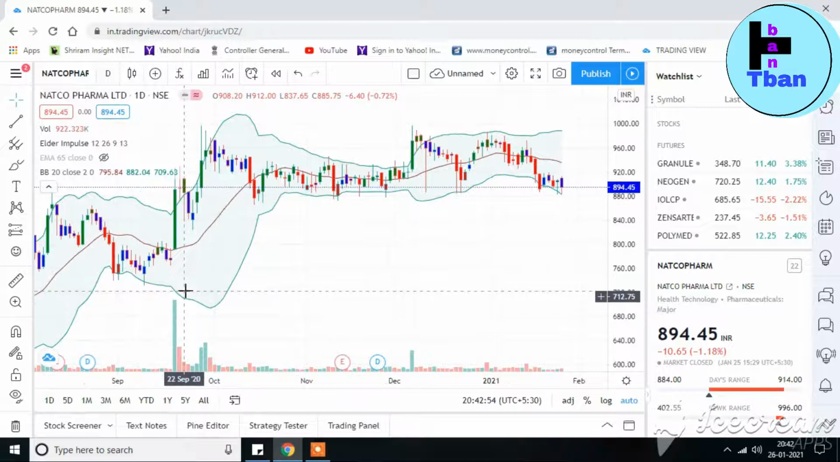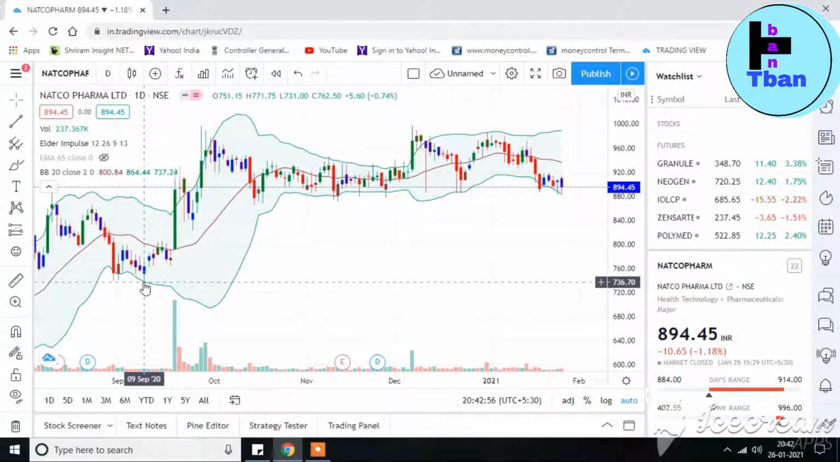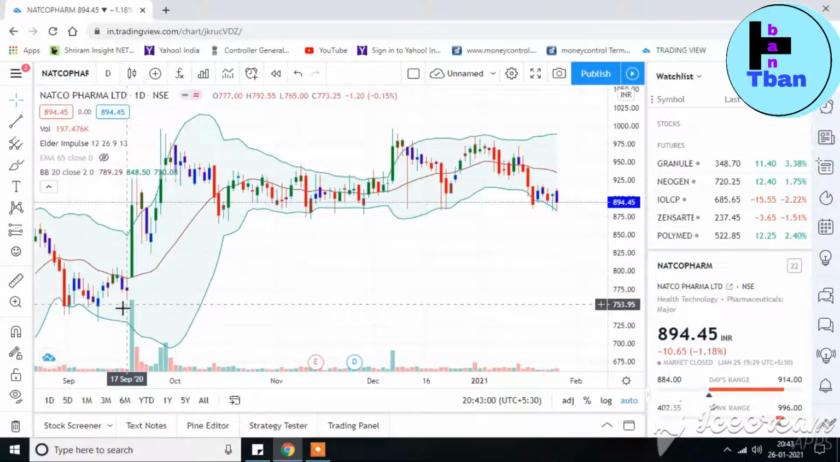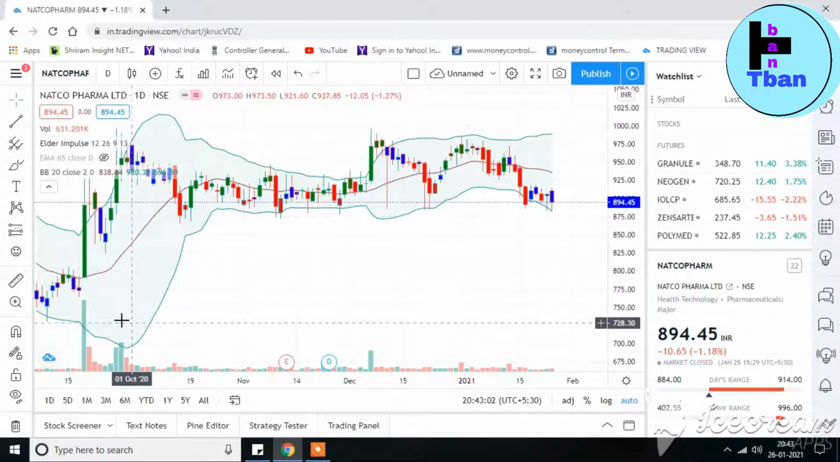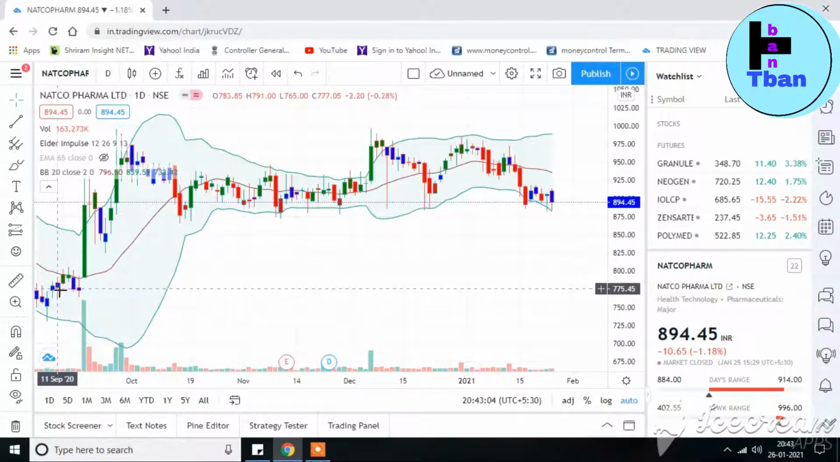Here you also see, suppose here is the red, this is the blue candles, these are neutral candles. When these candles form, here is the blue candles, here is the blue candles, don't take the entry from this position. Take entry above the blue candles, just when the green candle forms.